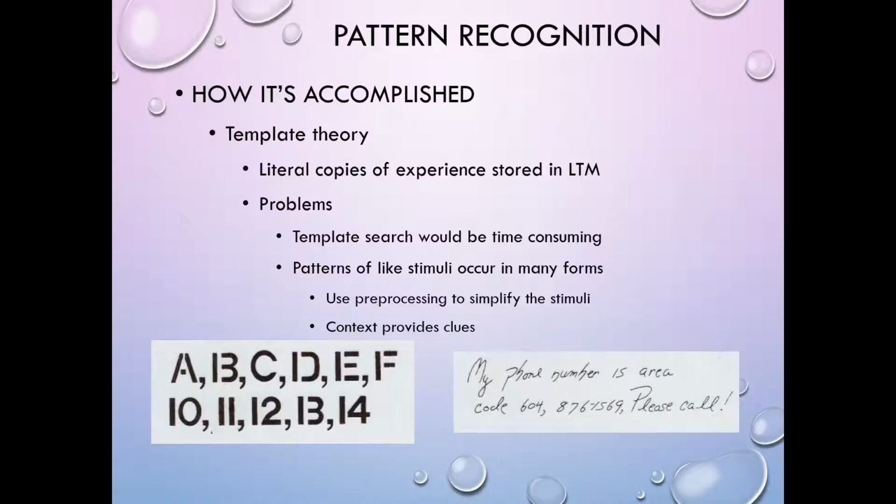Here's supposedly somebody's handwriting that says, my phone number is area code 604-876-1569. Please call. Again, note that the H in phone and the B in number are exactly the same form, but it's interpreted as an H in the one context and a B in the other. The word is and then the number 15 in the phone number are exactly the same form, but we have absolutely no trouble recognizing the is as an is and the 15 as a 15. We have no trouble with that because our brain recognizes that context really matters.